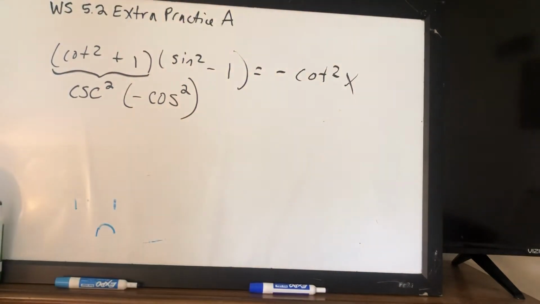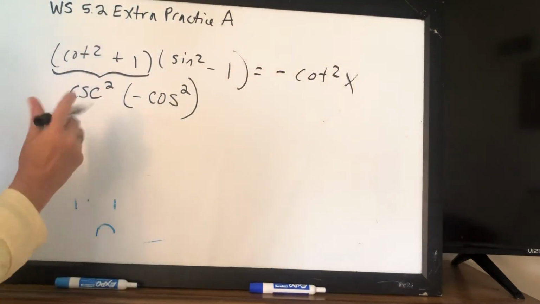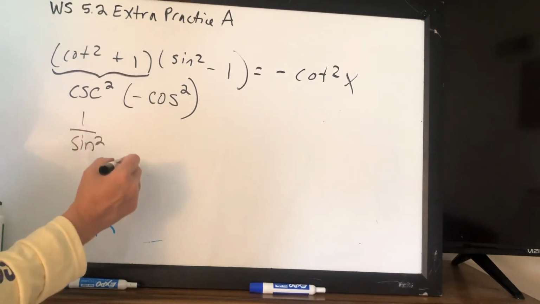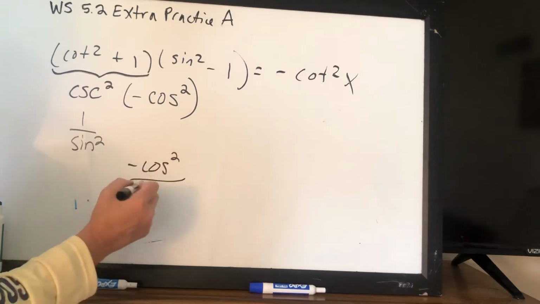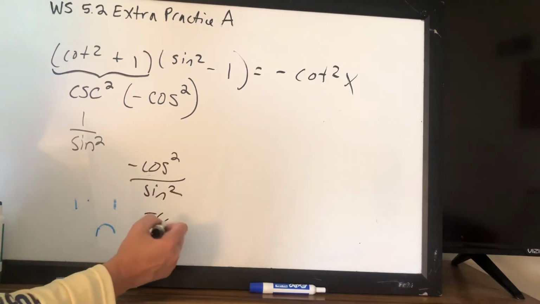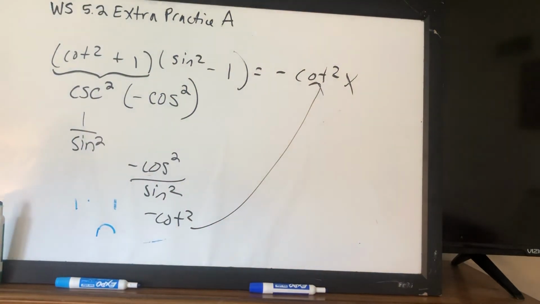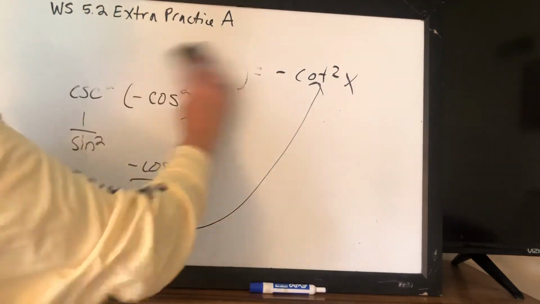All right, now we're trying to get this to cotangent. I'm going to switch this to 1 over sine squared. That's still up top. Negative cosine squared over sine squared is negative cotangent squared. That was number 6. All right, two more, guys.